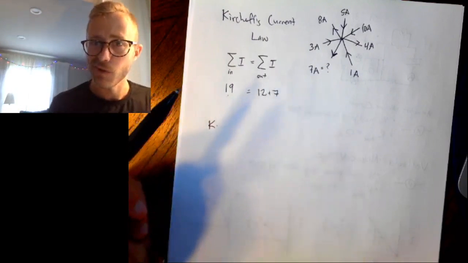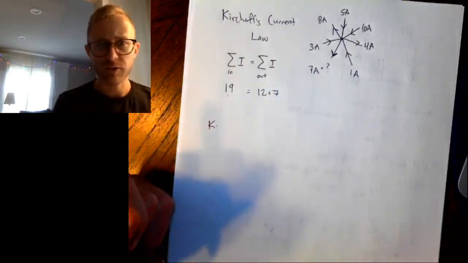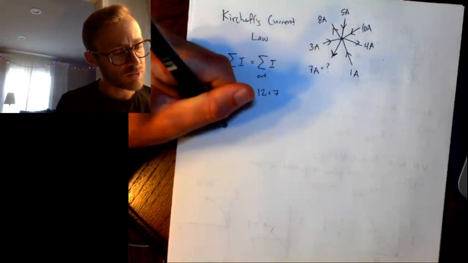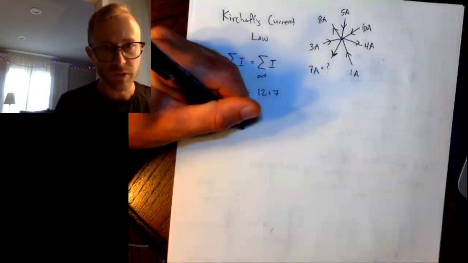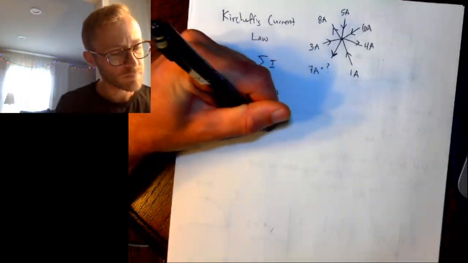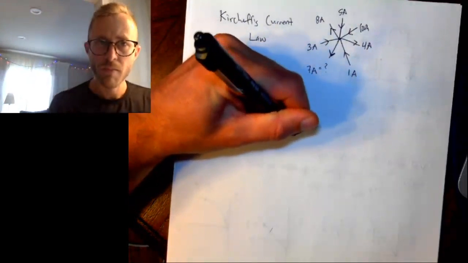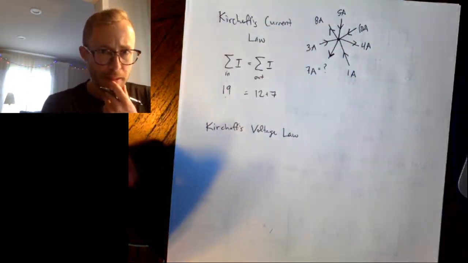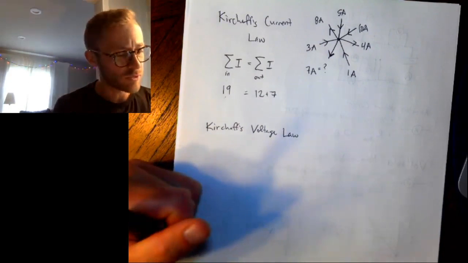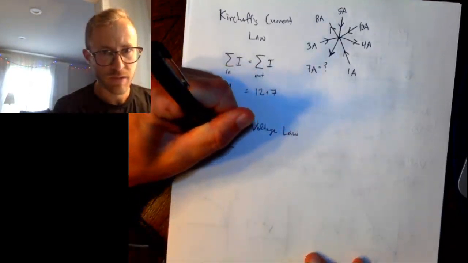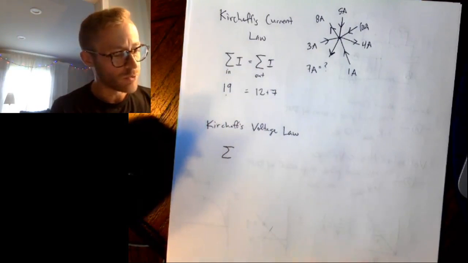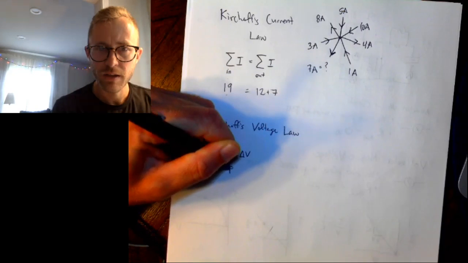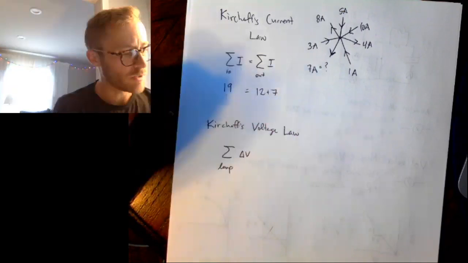Okay? So the next law that we're going to talk about is called Kirchhoff's voltage law. Kirchhoff's voltage law says that the sum of the voltage changes around any loop has to equal 0.